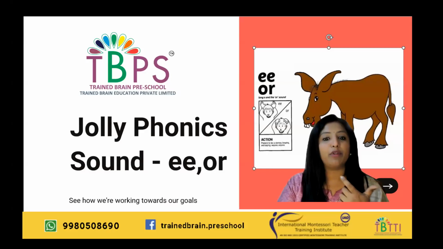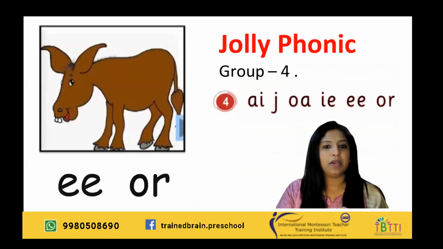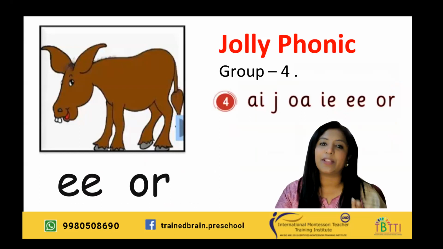It is represented together. Can somebody tell me what's our next sound in our group 4? It's double E and OR together. So when we have this combination, we always show the children the flashcard. So both these are done together.